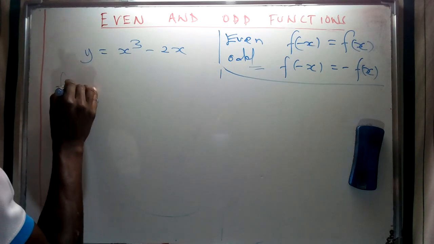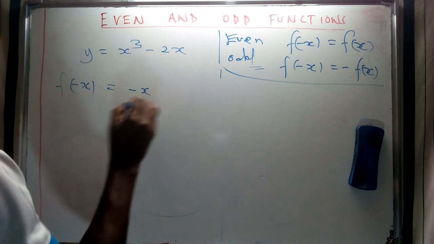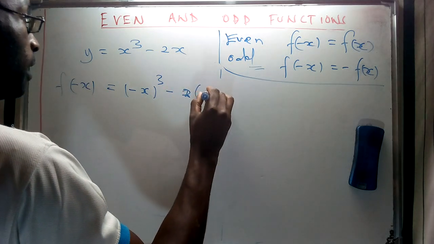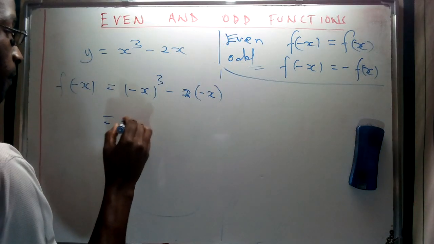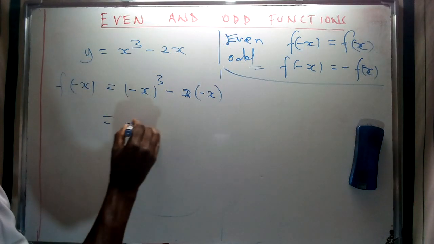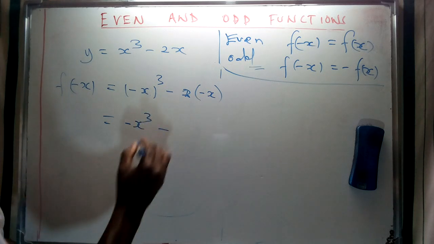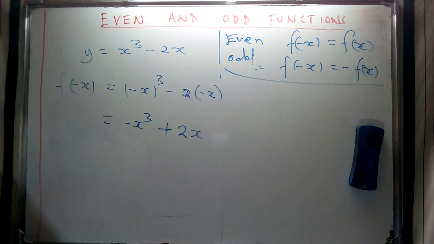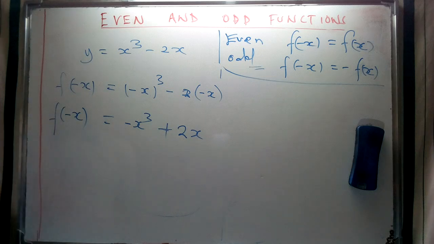Whereby we're going to have f(-x) being equivalent to (-x)^3 minus 2 times (-x). So we're trying to check whether this function is even. Therefore, the cube of our negative value is going to be -x^3, and this is going to be positive 2x. So this is going to be the value of f(-x).